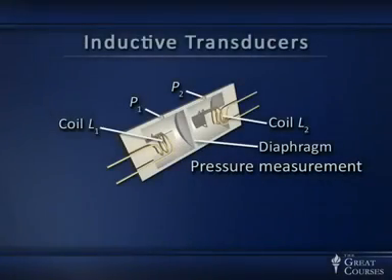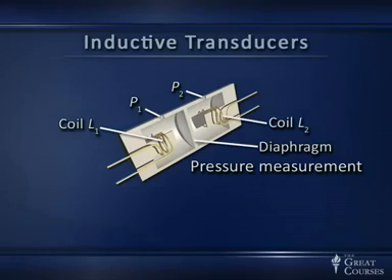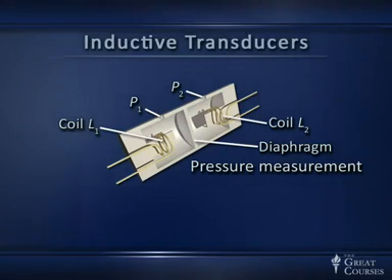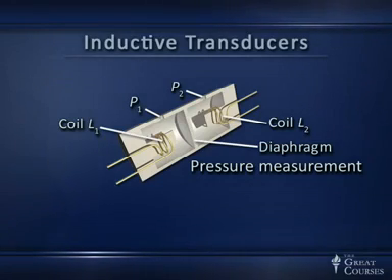Finally, you can do sophisticated things like measuring pressure with a diaphragm and a coil of wire, and pressure moves this diaphragm, and that affects the magnetic field, and that gives you currents that tell you something about the pressure. So inductive transducers are very much with us.